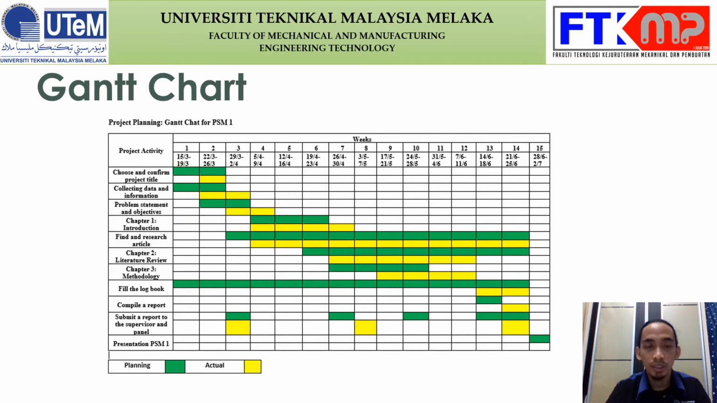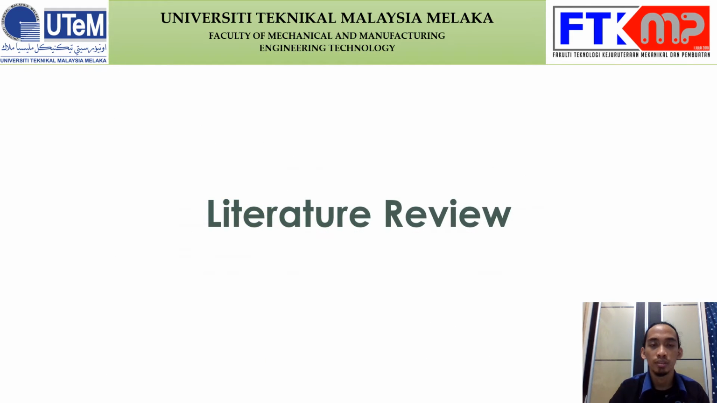Okay, this slide is my Gantt chart for my project planning. As you can see here, the green tick refers to my planning, and the yellow one refers to my actual process. Okay, next I will cover the literature review of this research.